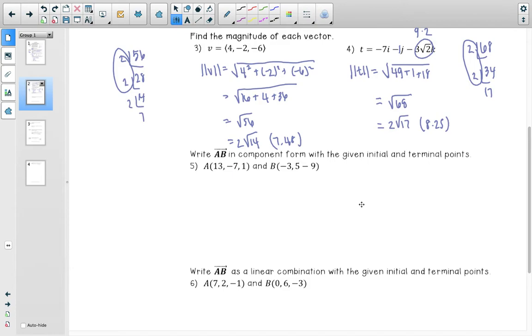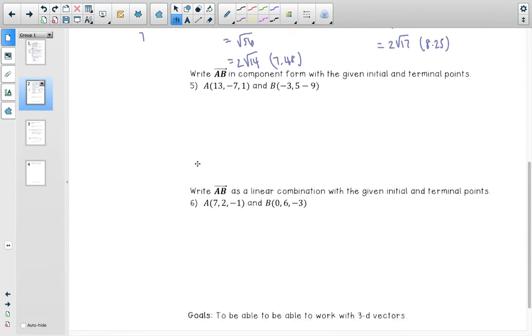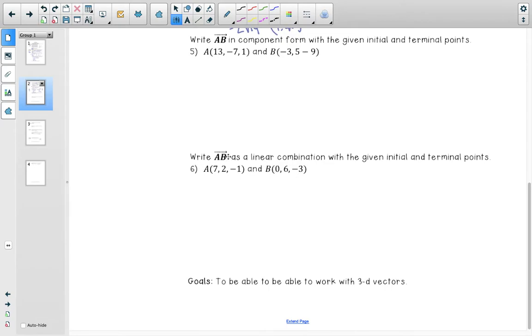So in the next question, it's asking about component form. It wants you to write the component form with the given initial and terminal point. So that is right here. Basically you're just subtracting the initial point from the terminal point, and we know this is the terminal point because of the B. We know that's the initial point because of the A. So it's not overly complicated.